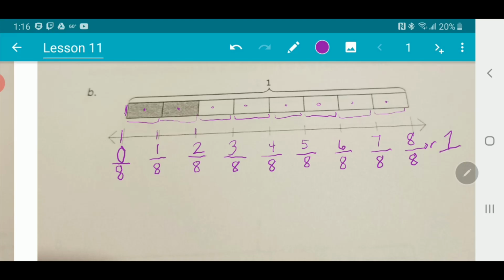Now what I have to do is go back on my labeled number line and circle the fraction that is represented in this tape diagram. So I want you to look at that tape diagram and how many parts are shaded. How much of this tape diagram is shaded? Which fraction represents that? If you said 2/8, you are correct. Go ahead and circle 2/8.